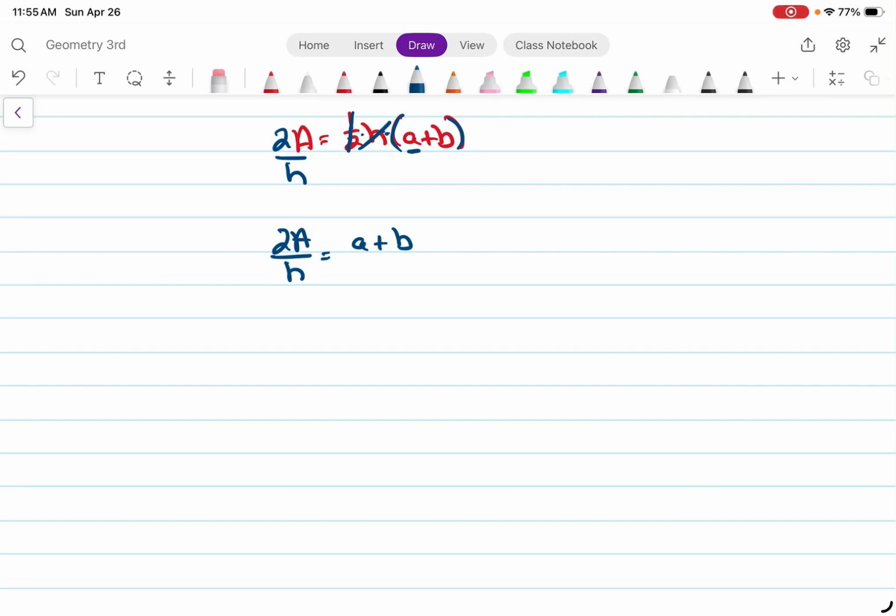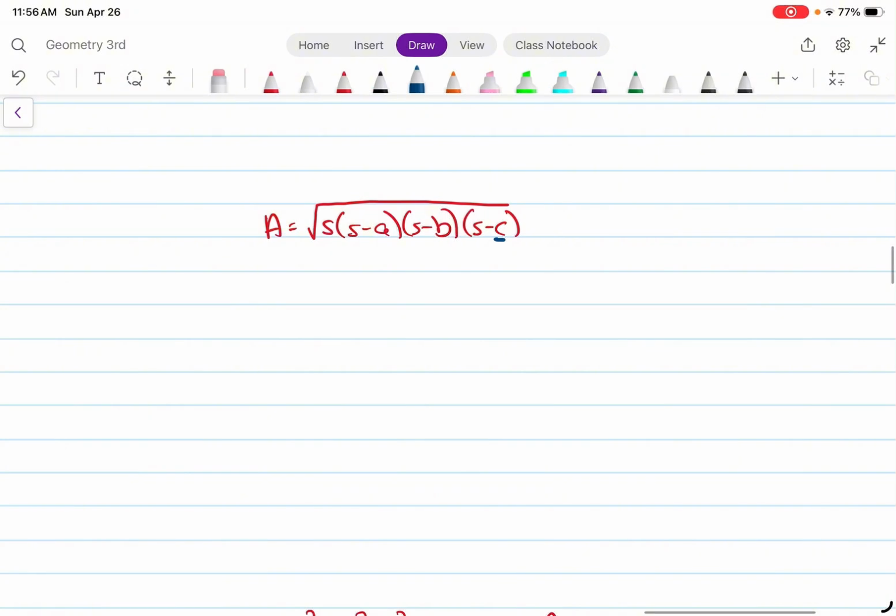Equals a plus b, and we're wanting to get the a by itself. So now it's pretty simple. You take the 2a over h, and to get a by itself, we're simply going to minus b. A plus b, when moved over, becomes minus b, and you're finished.